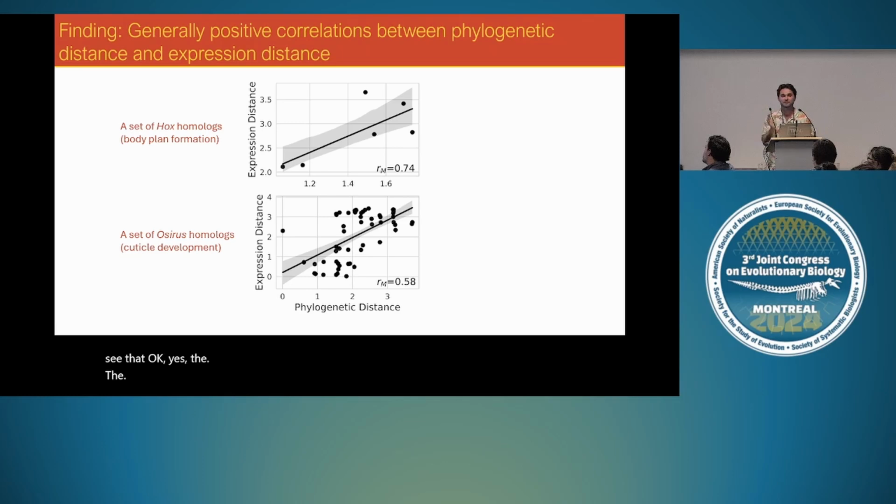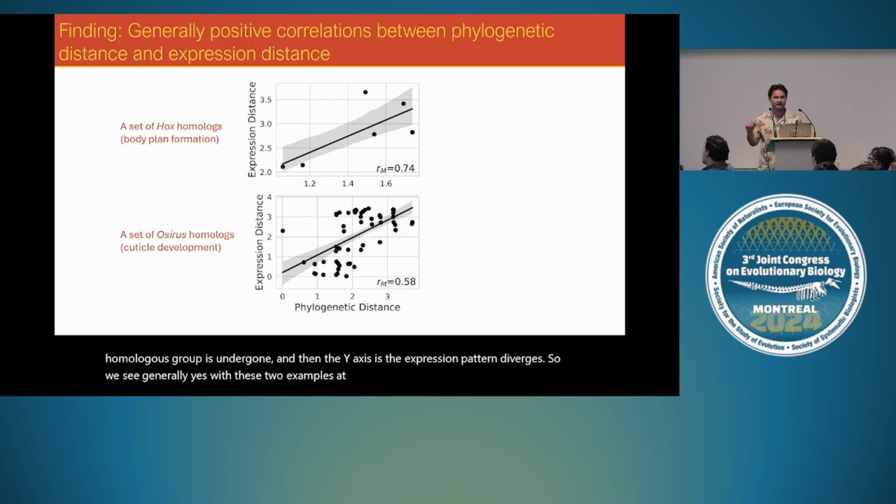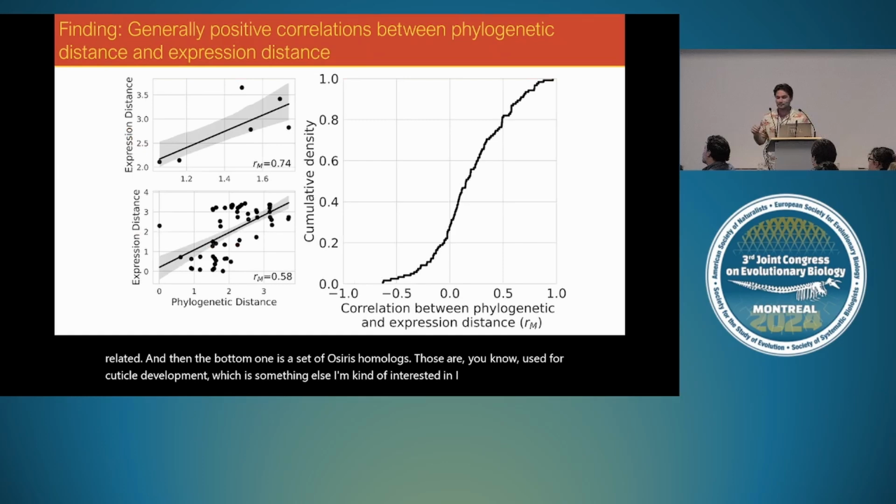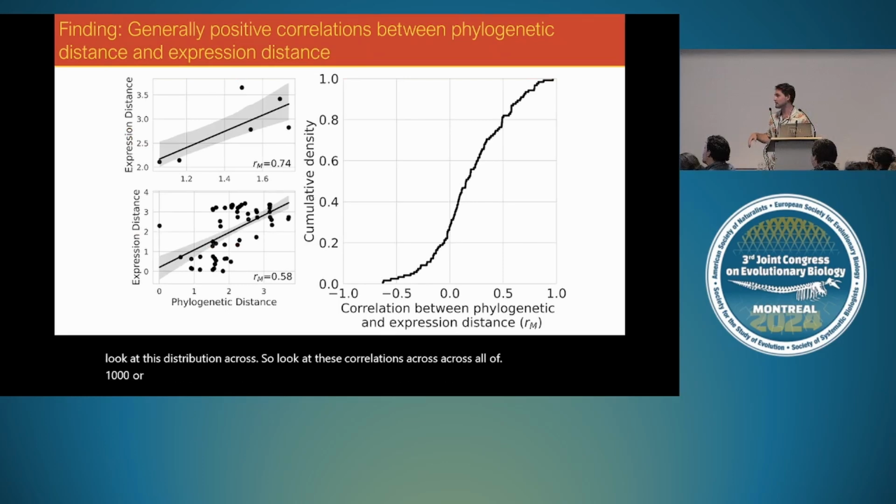The x-axis here is the phylogenetic distance, the phylogenetic divergence that the homologous group has undergone, and the y-axis is the expression pattern divergence. So we see generally, with these two examples at least, that those two features are positively related. The bottom one is a set of Osiris homologs, which are used for cuticle development, which is something else I'm interested in. I digress. But we can look at these correlations across all of the 1,000 or 1,300 or so groups we have.